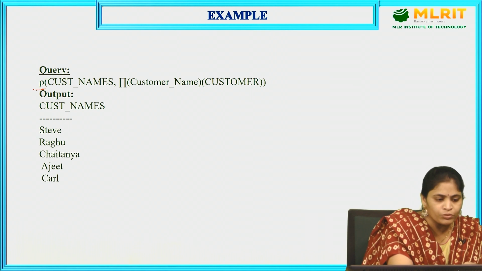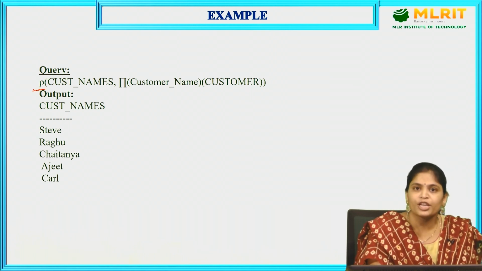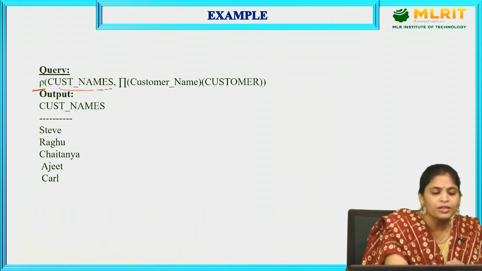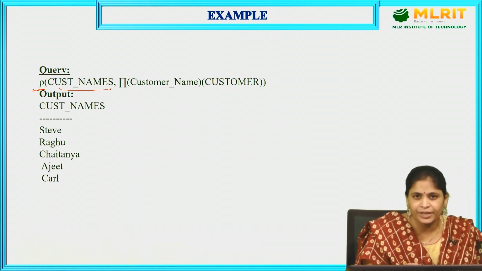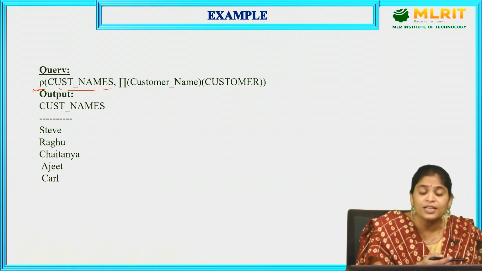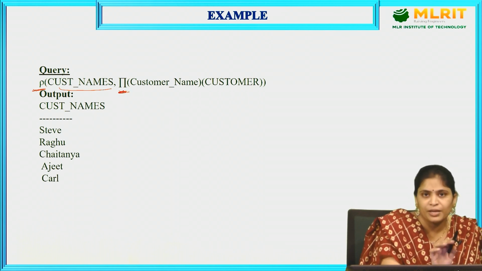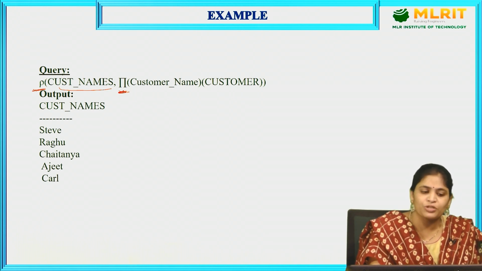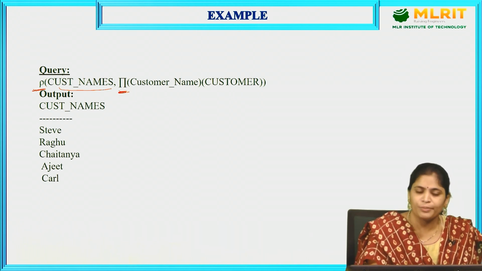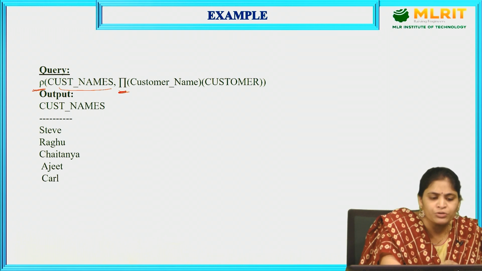So, rho means what? Here I used to rename. This is the new name that I am going to update, right? Cust names. That is the new name, and that is a column name. That's why here I have represented the pi symbol. Pi represents the project operator which is used to represent the column names, right? So, this is the old column name, pi customer name.